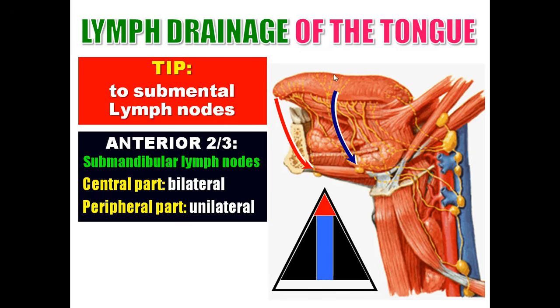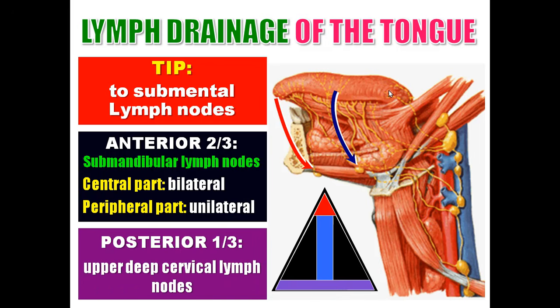The central part of the tongue drains bilaterally to the submandibular lymph nodes of the two sides. The peripheral part of the tongue drains unilaterally to the ipsilateral submandibular lymph nodes. The posterior third of the tongue drains into the upper deep cervical lymph nodes, which are called the jugulodigastric lymph nodes. So lymph drainage: tip of the tongue, submental lymph nodes; anterior 2/3, submandibular lymph nodes; posterior 1/3, upper deep cervical lymph nodes.